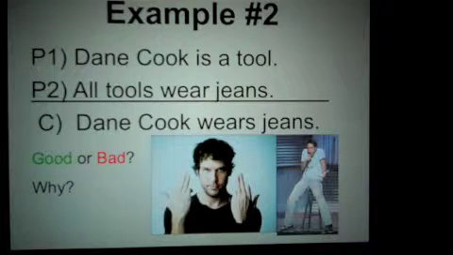All right, let's move on to another argument. Premise 1, Dane Cook is a tool. Premise 2, all tools wear jeans. Conclusion, Dane Cook wears jeans. If you don't know who Dane Cook is, there are two pictures of him.